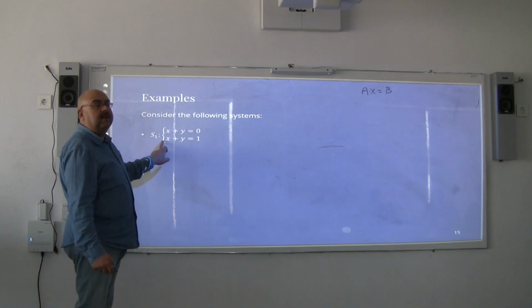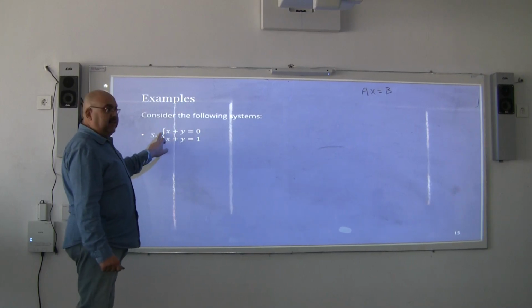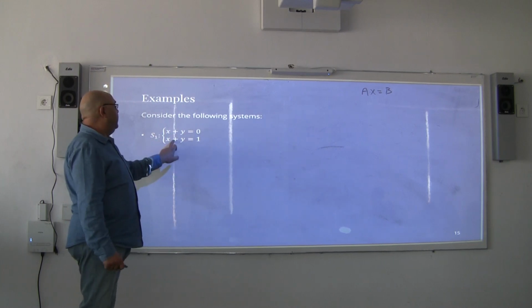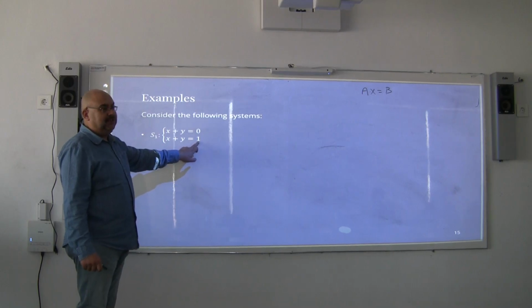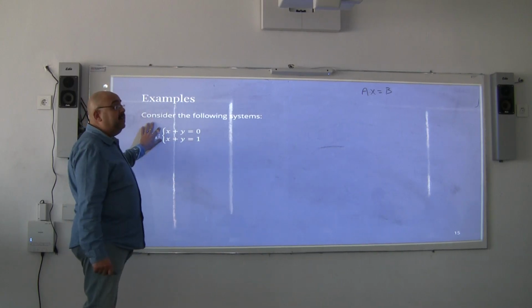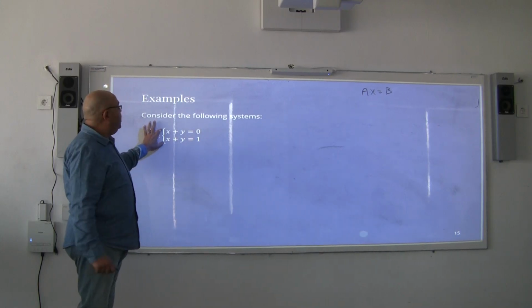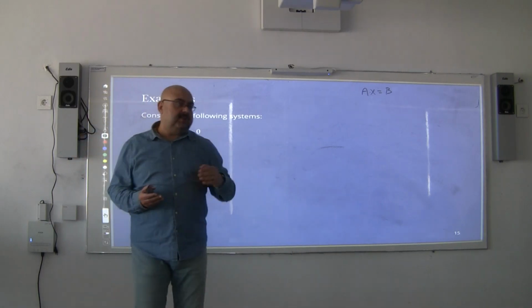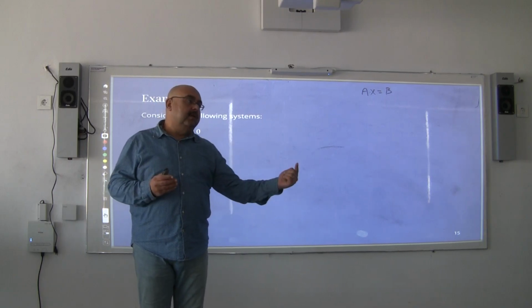Look at this system, which states x plus y equals 0, and at the same time x plus y equals 1. It's not going to be possible to solve this system. This one is really very simple, so it's obvious to any eye that this system doesn't have a solution. How can x plus y equal 0 and at the same setting x plus y equal 1?